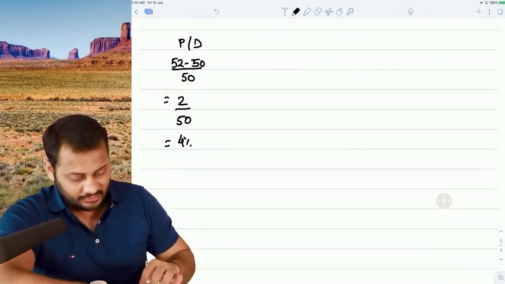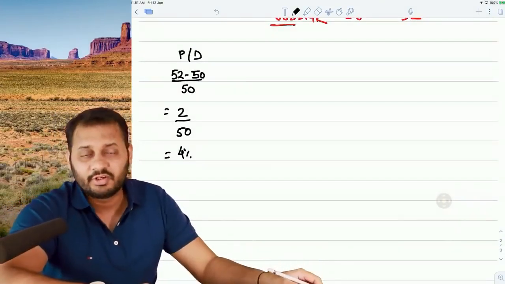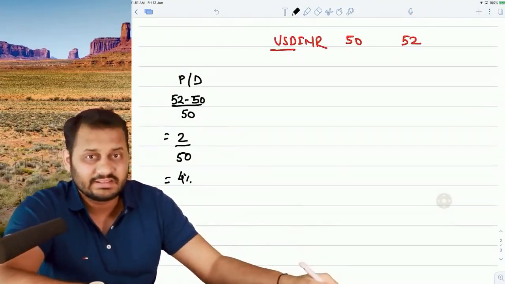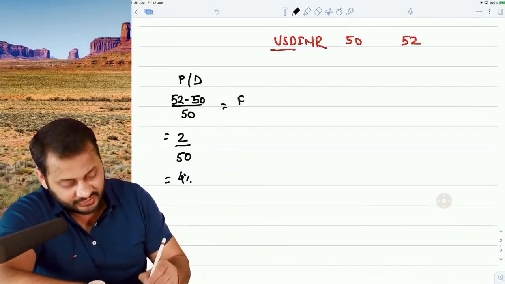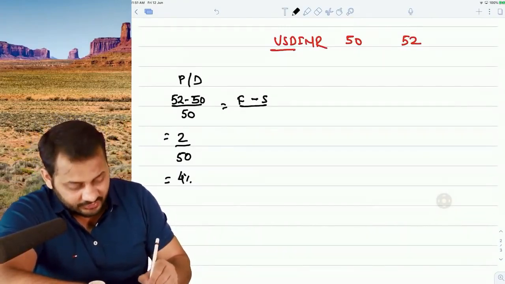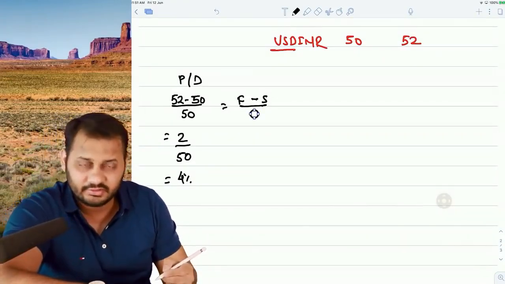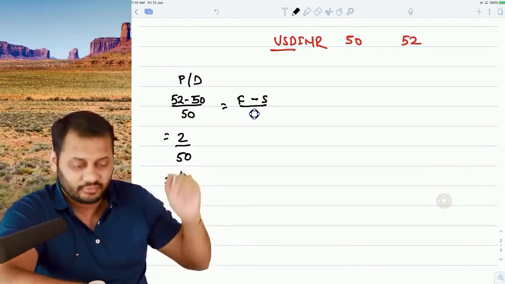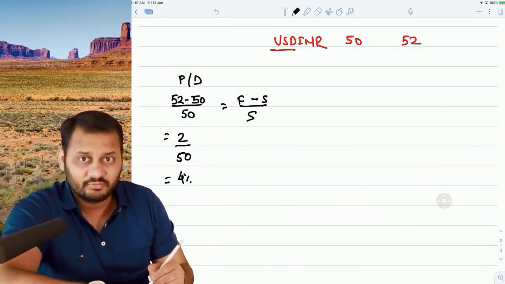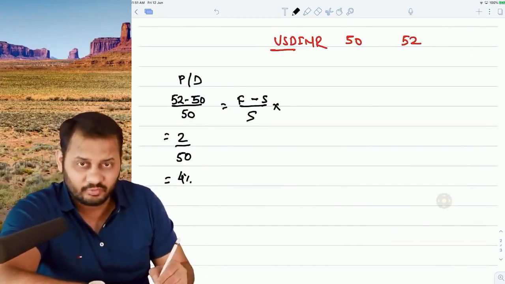Okay. This is a positive figure. That means the dollar is appreciating, the base currency is appreciating. And what is the formula? 52 was forward rate, 50 was spot rate, divided by spot rate. That's it. If this is for 3 months and you want to convert it for 12 months, then you will have to add a couple more things.